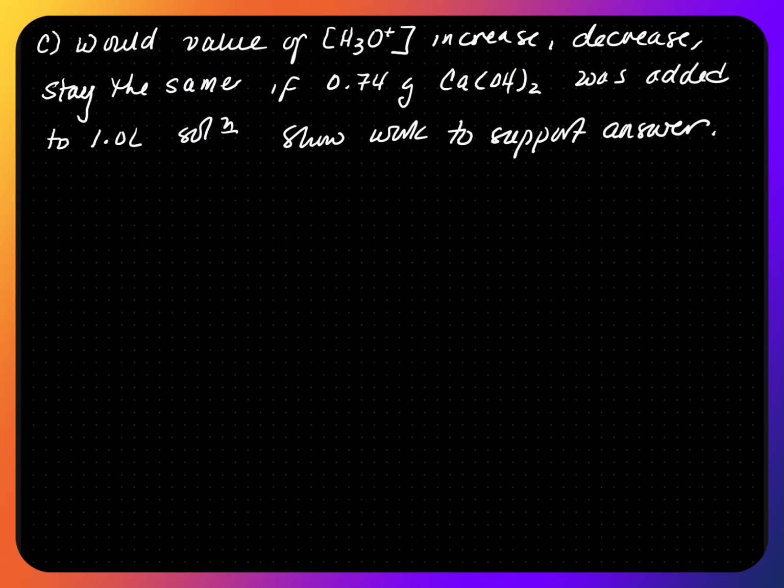Would the value of H3O plus, the hydronium ion, increase, decrease, or stay the same if 0.74 grams of calcium hydroxide was added to the 1.0 liter solution? Show work to support your answer. We have a solution and we are adding a strong base. And what does a buffered solution do? It resists the change. Since a strong base or acid is added, we must do a before and after to determine the limiting reactant. So we need to write a neutralization reaction, which is between the acid and base.